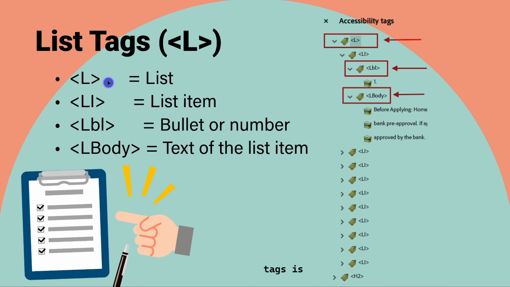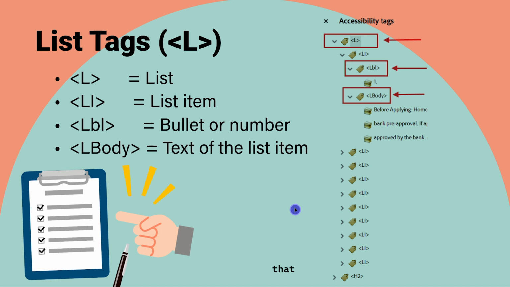The list tag is a very important tag. There are two types of list: one is an ordered list and one is an unordered list. When there is a list, you're going to see an L tag, then an L item tag, then an L bullet or label tag, and then an L body tag. So the list tag goes on top, then it comes to the LI tag, LBL tag, and LBody. That's how it's going to be structured.